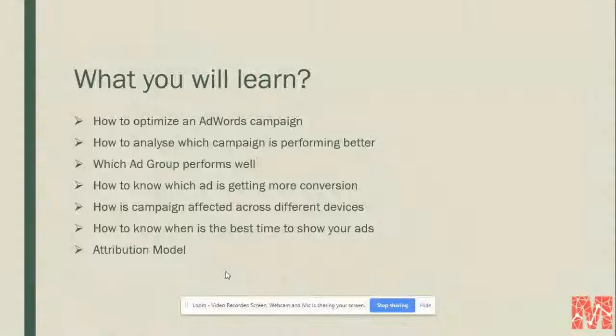So, what you will learn through this webinar is listed right in front of you. Those bullets tell you that you're going to learn how to optimize an AdWords campaign, how to analyze which campaign is performing better, which ad group performs well, how to know which ad is getting more conversion, how a campaign is affected across different devices, how to know when is the best time to show your ads, and you're going to learn about the attribution model.